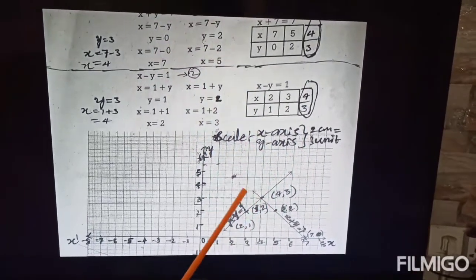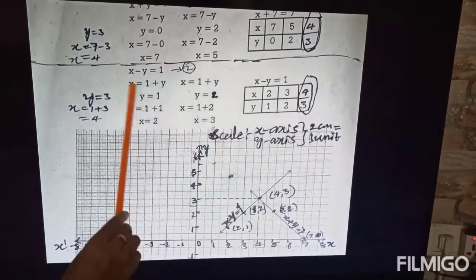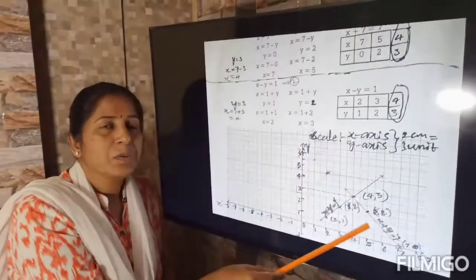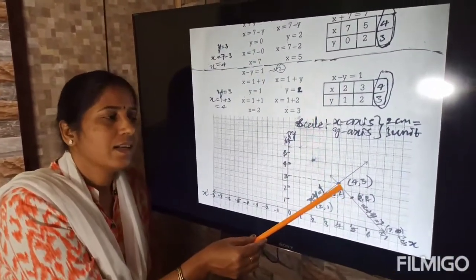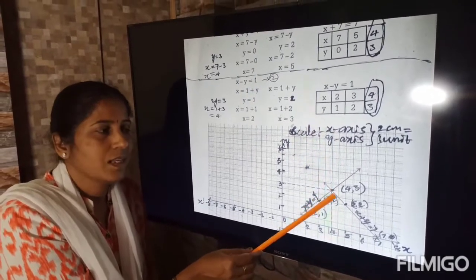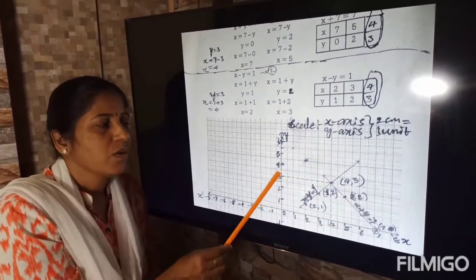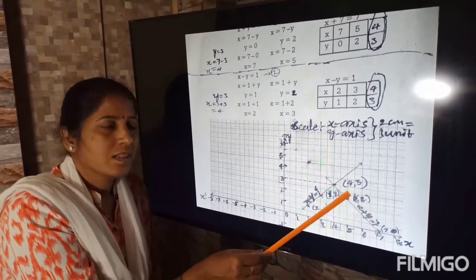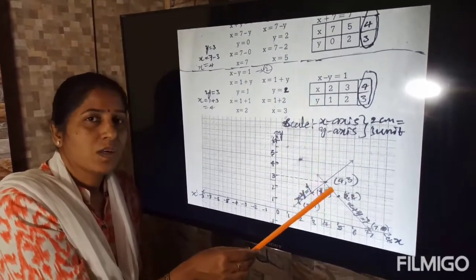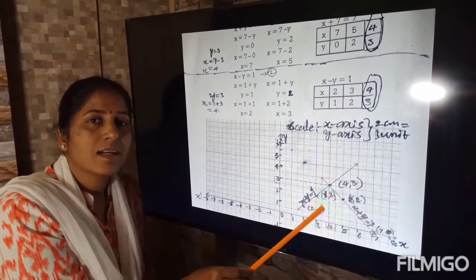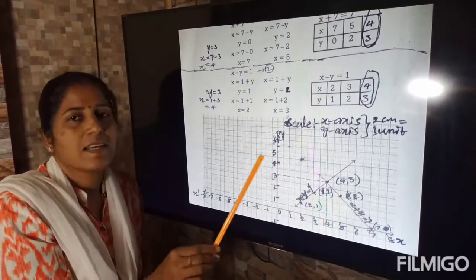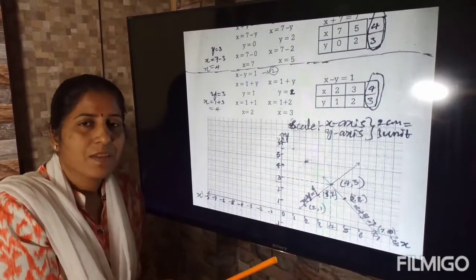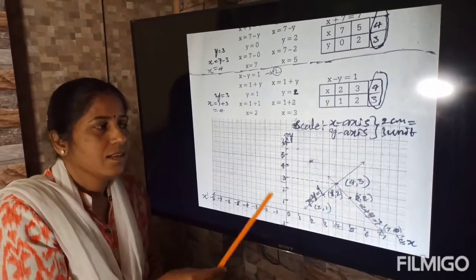Therefore, on which point the two straight lines, we got the straight lines by plotting the graph. We got the two straight lines. Those two straight lines intersect on this point 4, 3. X value is 4, y value is 3. That intersecting point, what are the coordinates for this point? That will be the values of x and y for the given two linear equations. Okay? Understood? It's very easy.